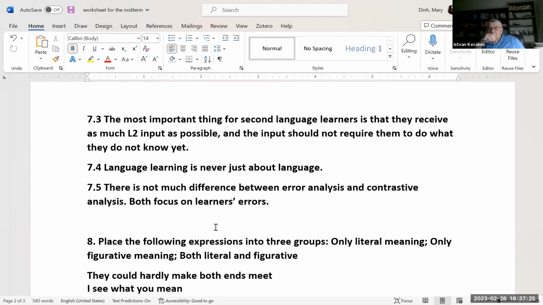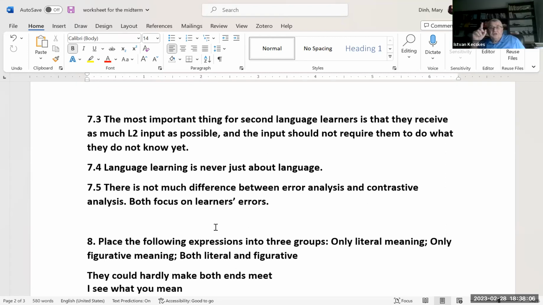Uzo? So do you agree with that, or is it true that it is important that they receive as much L2 input as possible? So far, the second language learners, they need to get as much input as possible, because their exposure might be different and their cognitive level might also be different. So depending on the case, the case-by-case situation.